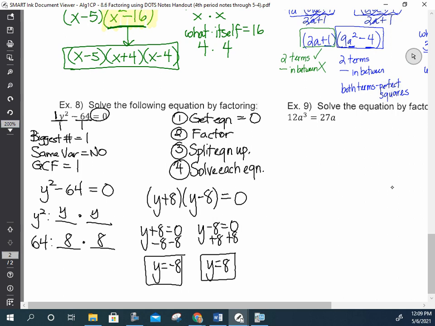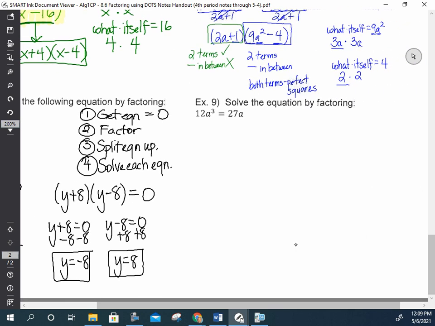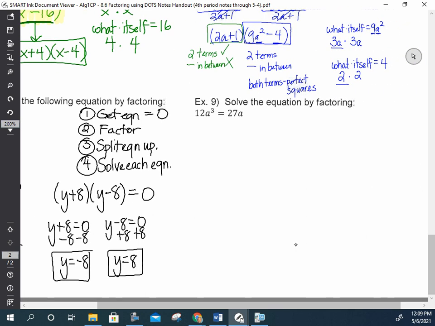All right, so example 9. The last part we had. Solve the equation by factoring. We have 12a to the third minus 27a. So we've got our steps sitting right there to guide us. Is the equation equal to 0? So we need to get rid of 27a.